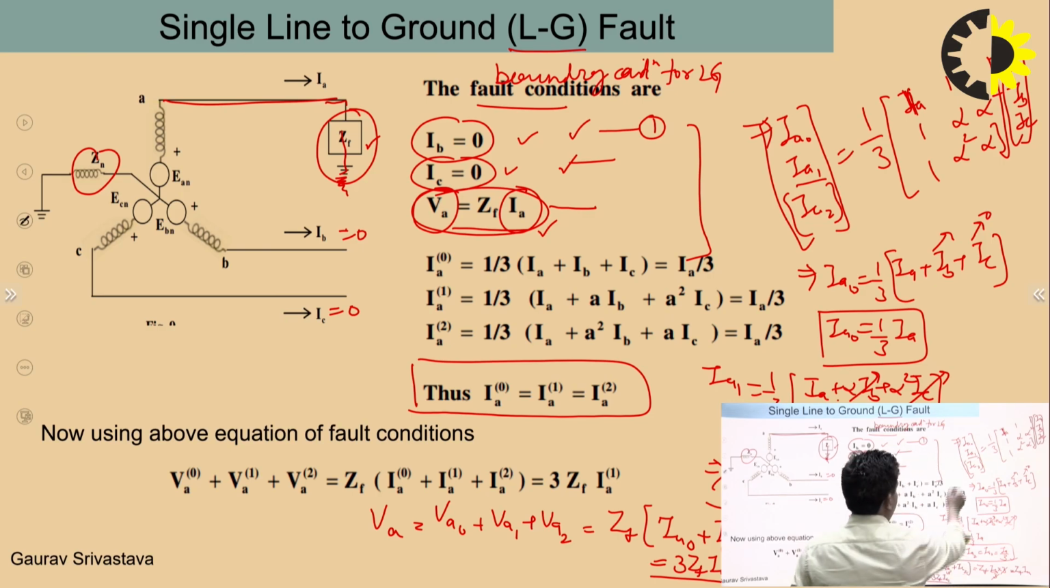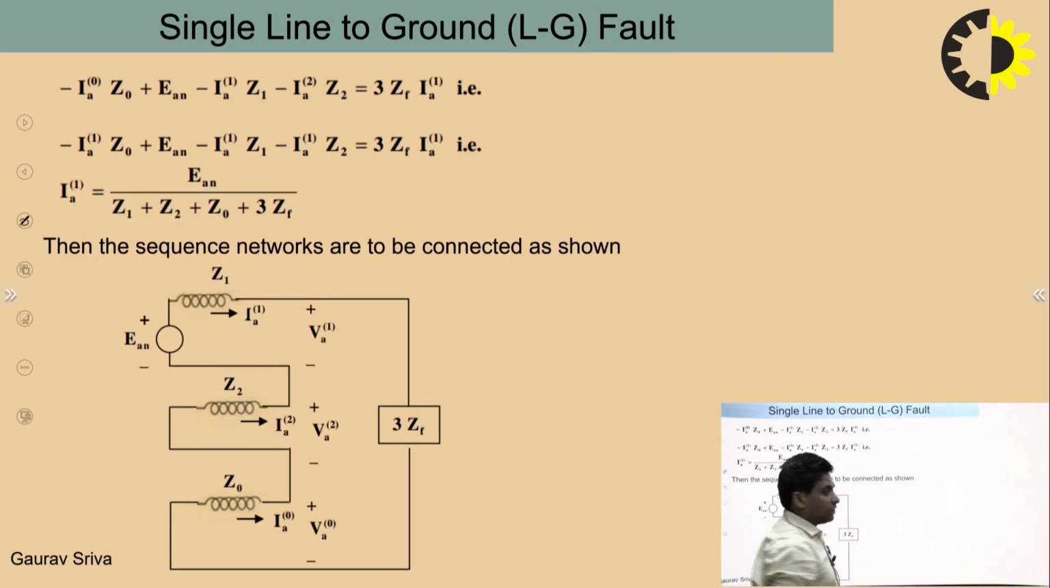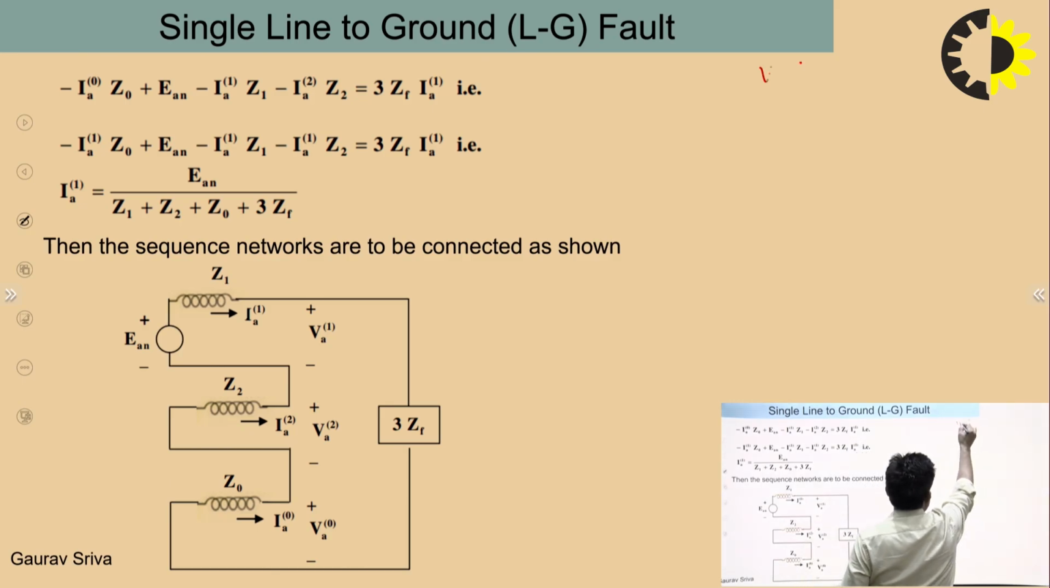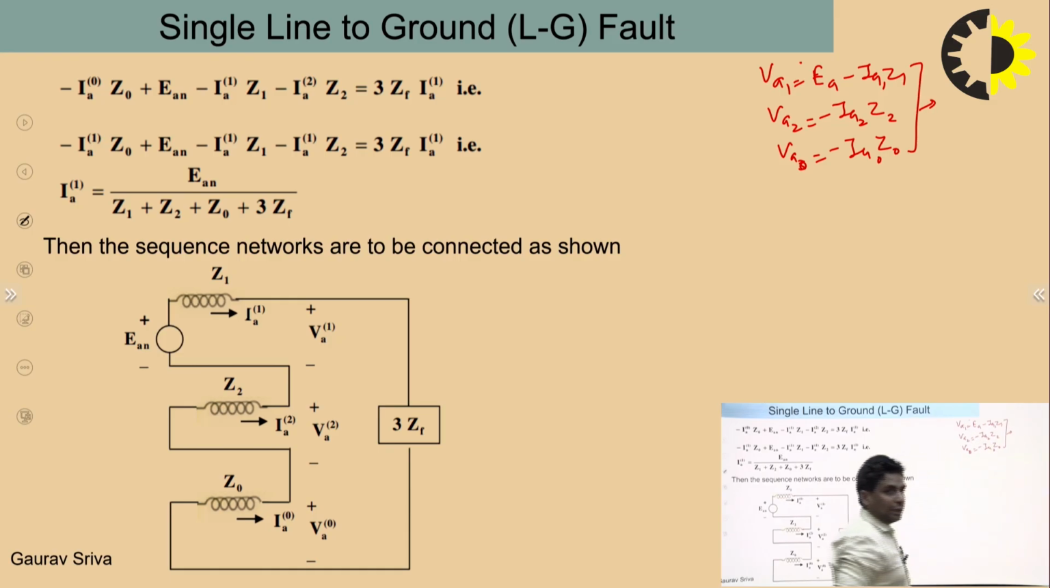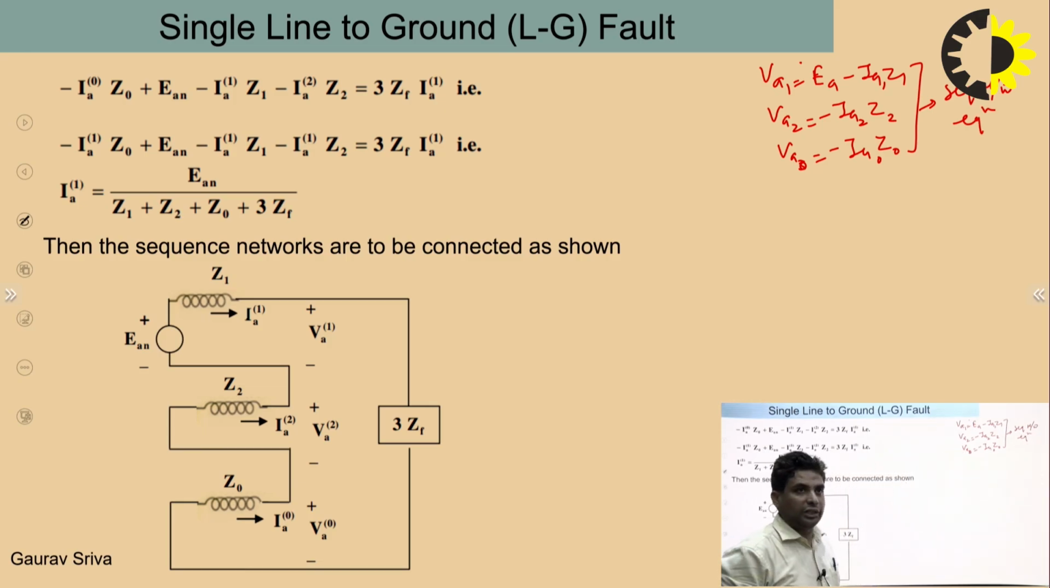Now using the symmetrical equations, as given: VA1 is equal to EA1 minus IA1 Z1, VA2 is equal to minus IA2 Z2, and VA0 is equal to minus IA0 Z0. That is the set of symmetrical equations. Clear? So when we have the sequence network equations and the boundary conditions, we can find the relation between all of them.